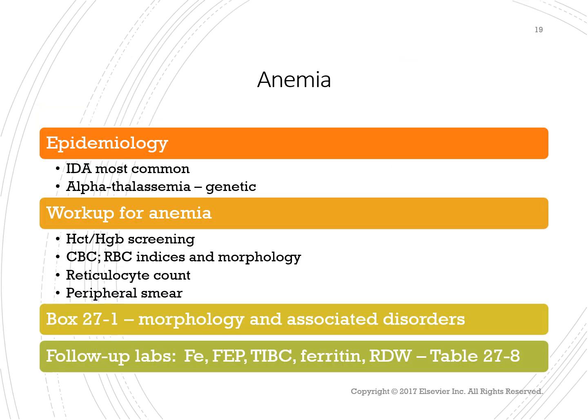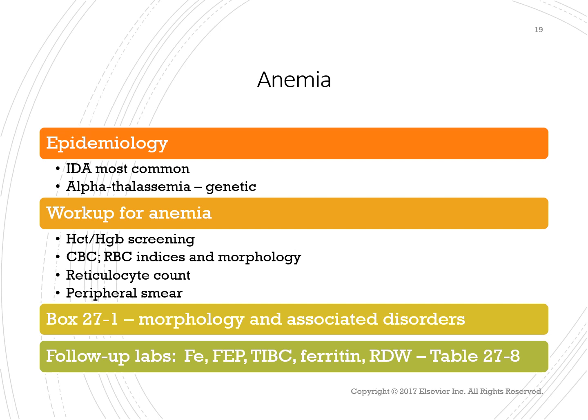Given we're looking at anemia, usually iron deficiency anemia is going to be the most common that we're going to see, especially in the pediatric population. Keep in mind, alpha thalassemia is going to be genetic. When we're doing our workup for anemia, we're going to get a hematocrit and hemoglobin screening, a CBC with red blood cell indices and morphology, because again, we want to see what those red blood cells look like. And we're going to get a retic count and do a peripheral smear.